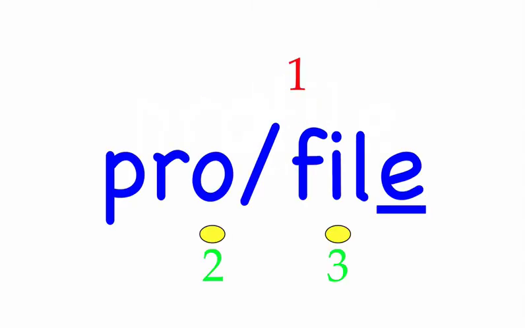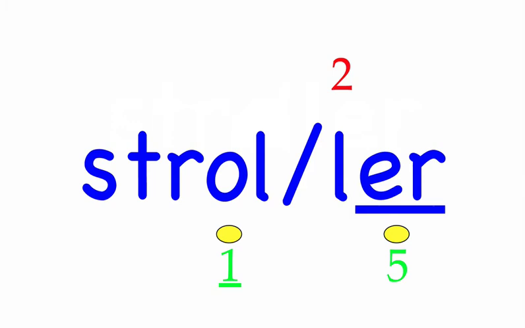Row 3, stroller. Put the baby in the stroller. Stroll has 5 sounds: S, t, r, o, ul. Lure, 2 sounds: ul. Stroller. Mark the word.